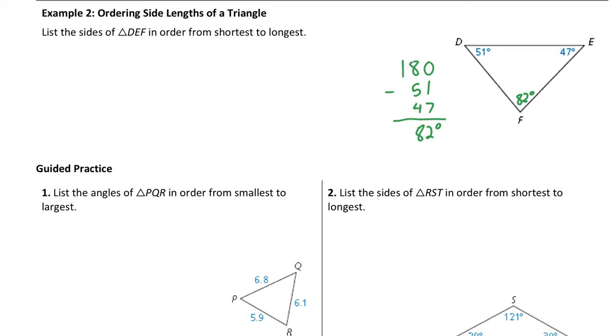So the smallest angle is E, which makes the shortest side DF, because it's opposite from the smallest angle. The second smallest angle is D. The side opposite from that is EF. So that's the second longest side. And then the longest side is across from the largest angle. The largest angle is F. The side across from that is DE. So that's it. Just listing sides from least to greatest or angles from least to greatest. Just remembering, the longer the side, the larger the angle. The smaller the angle, the shorter the side.